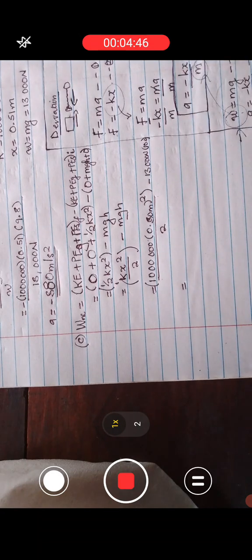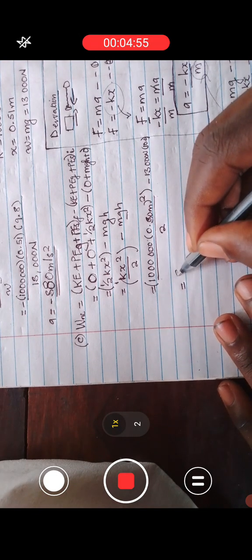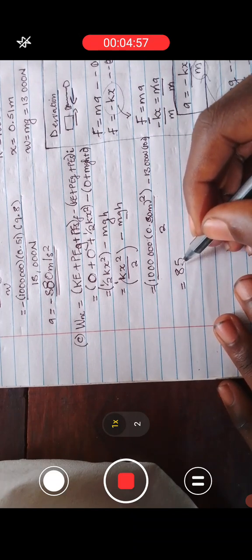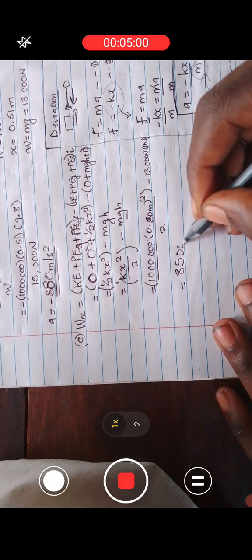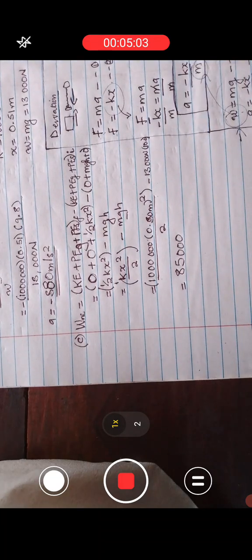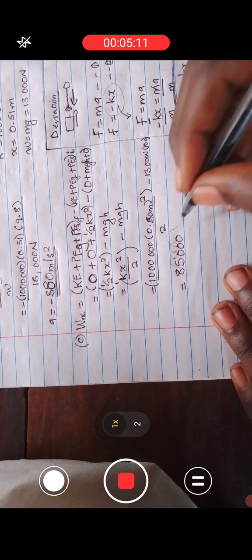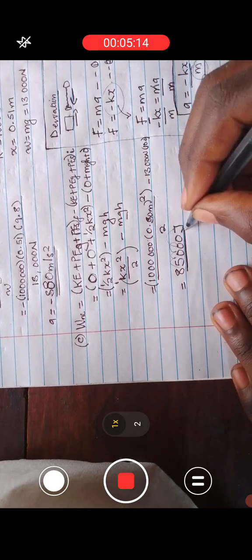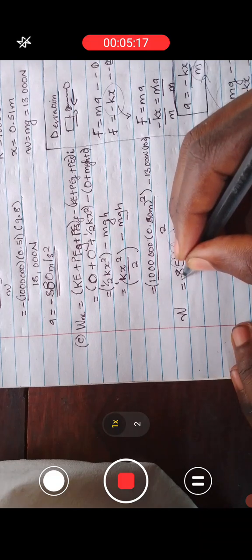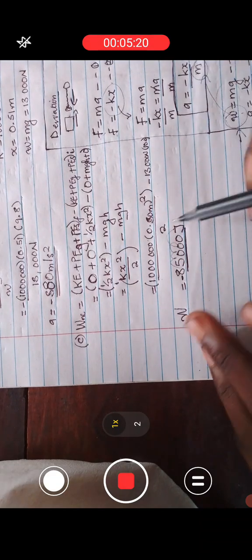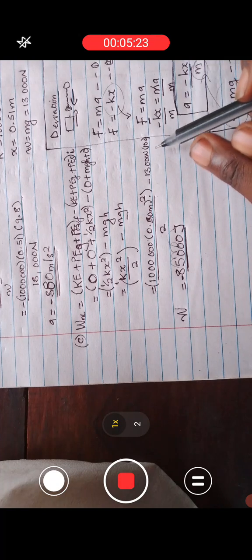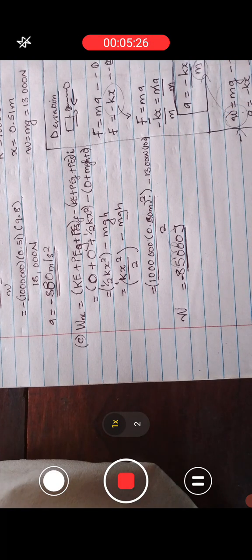So if you punch it in, you should get approximately 85,000 joules, which is also negative because this part will be bigger than the other part if you punch it in well.